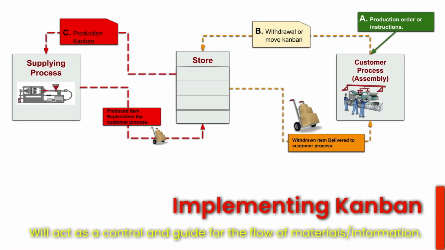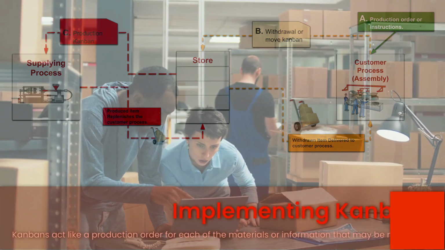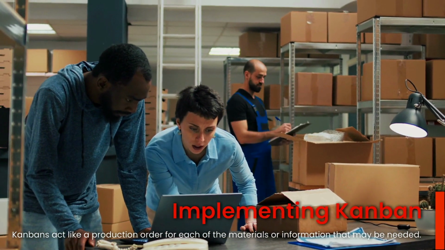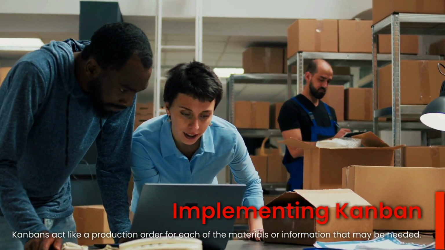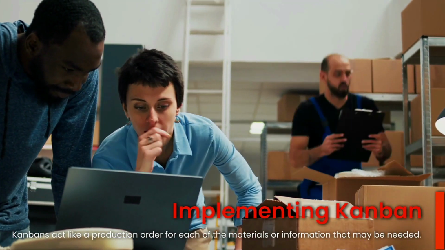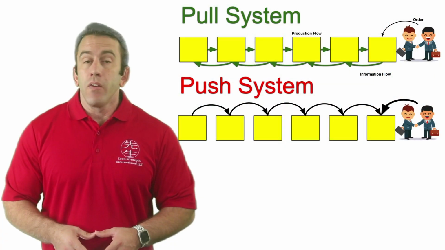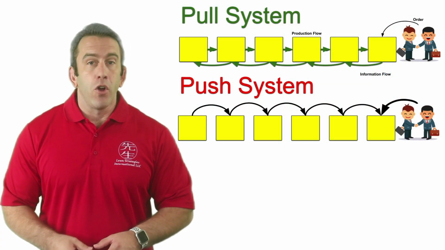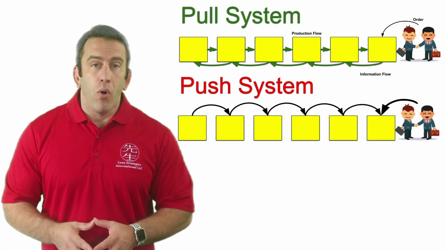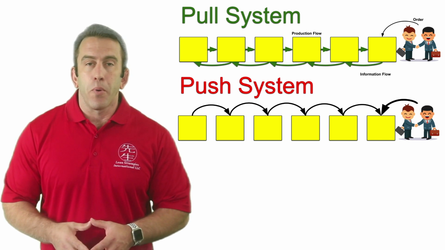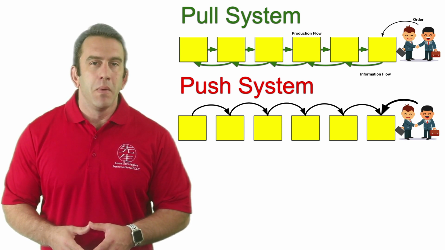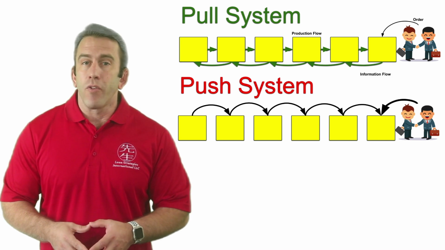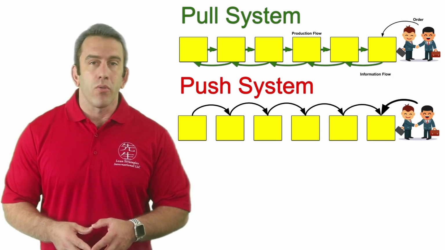The system will act as a control and a guide for the flow of materials and information. Kanbans will act like a production order for each of the materials or information that may be needed. Remember that the information in a pull system flows upstream as it is pulled from the sales team to the production or procurement team. In a push system, the information is pushed downstream.